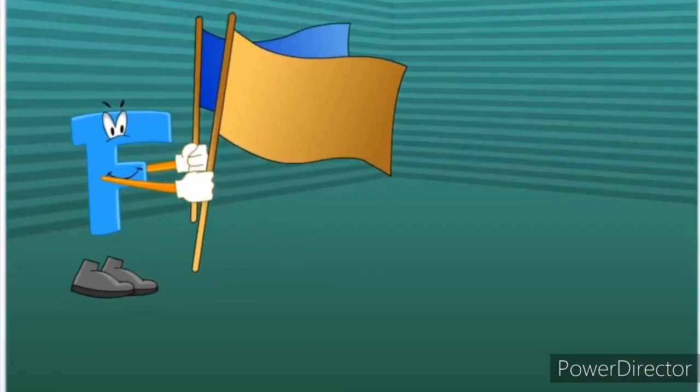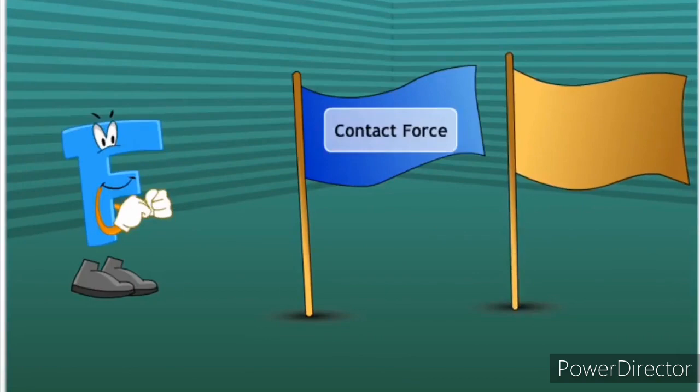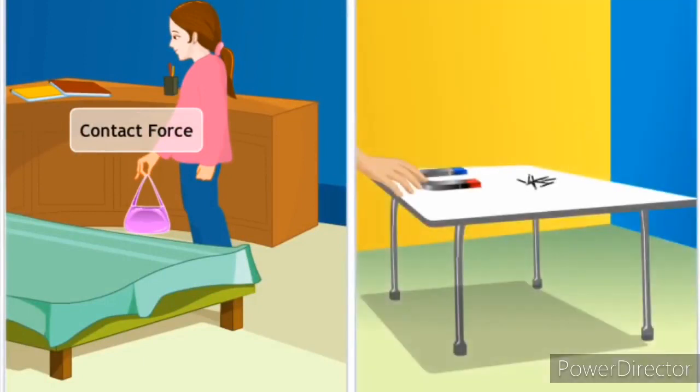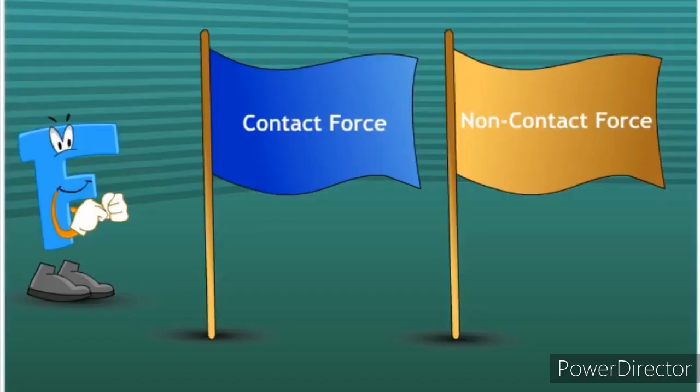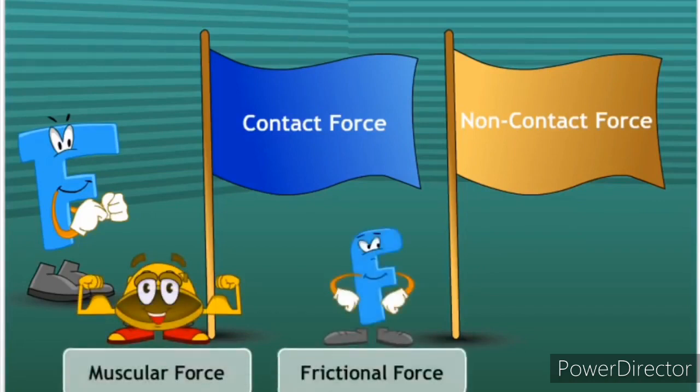Hence, we can classify forces as contact forces or non-contact forces. A contact force is a force between two objects that are in contact with each other. Any force that is exerted without any contact between two bodies is a non-contact force. There are two very common examples of contact forces that you observe often. They are muscular force and frictional force.